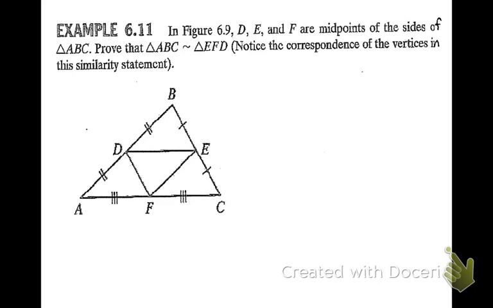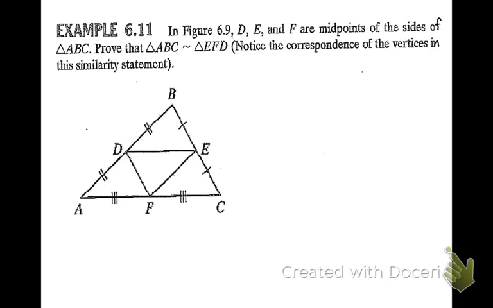We're covering section 6.3 today. We start out with the last example from 6.2 we didn't cover last time. Okay, so we'll go through this and then we'll get started with 6.3. So in this example, in the figure, D, E, and F are midpoints of triangle ABC. We have to prove that ABC is similar to EFD.